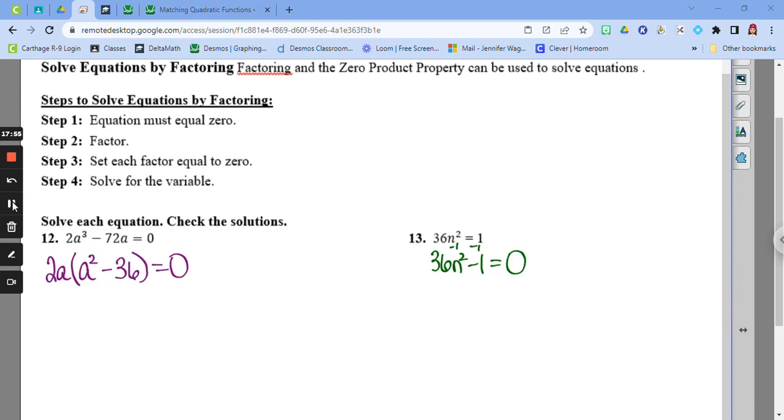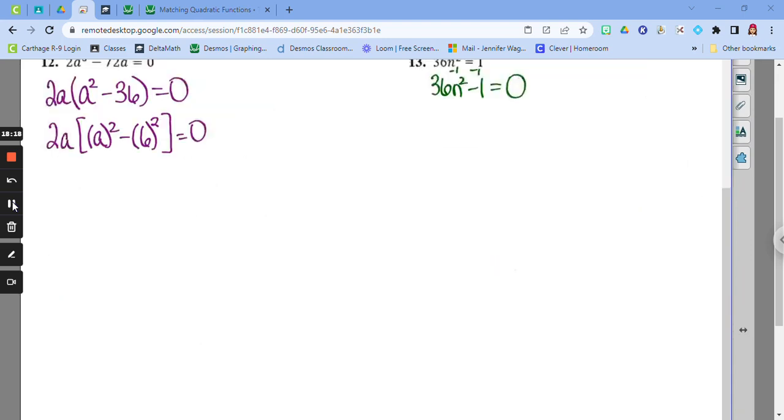And a squared and 36 are perfect squares. So I have a difference of perfect squares. I have the 2a in front and the a squared minus 6 squared. Which means a minus 6 and a plus 6.